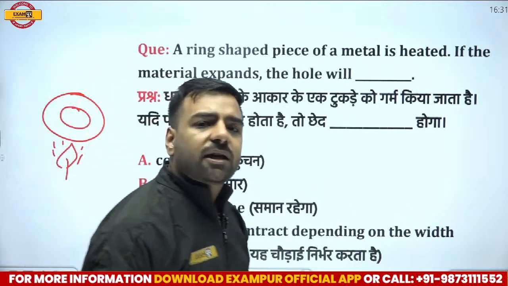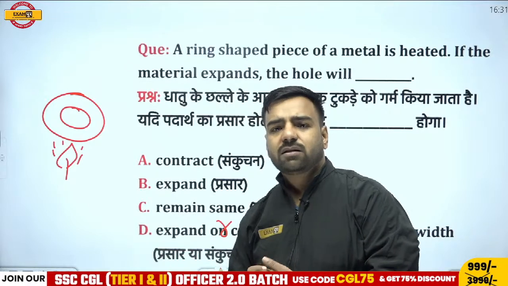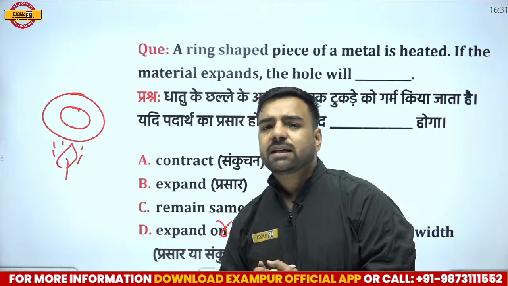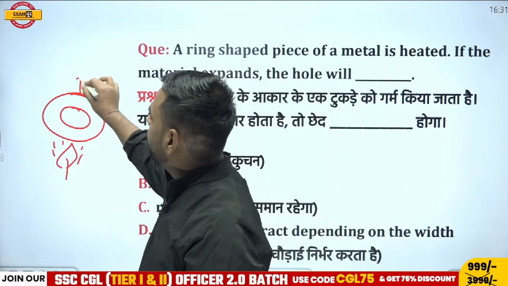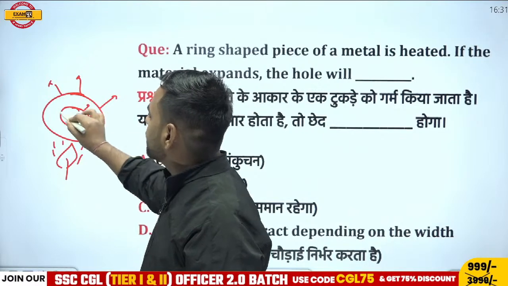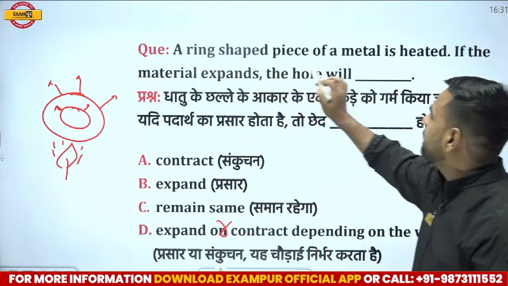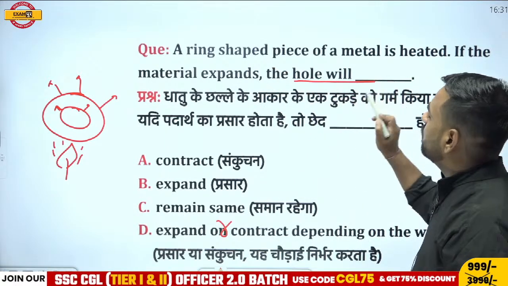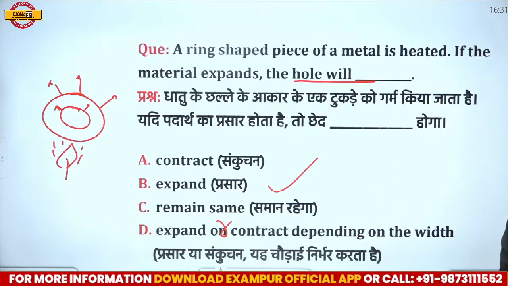We know about thermal expansion, right? Whenever we talk about any element or any metal, when those metals are heated up, they expand. When these metals are expanding, this means if this metal is going to expand, obviously this hole will also expand. So here, what is the correct answer? The question was, a ring-shaped piece of metal is heated. If the material is expanding, what will be the change in the hole? So the hole will also expand. The correct answer will be option number B, that is, it will expand.